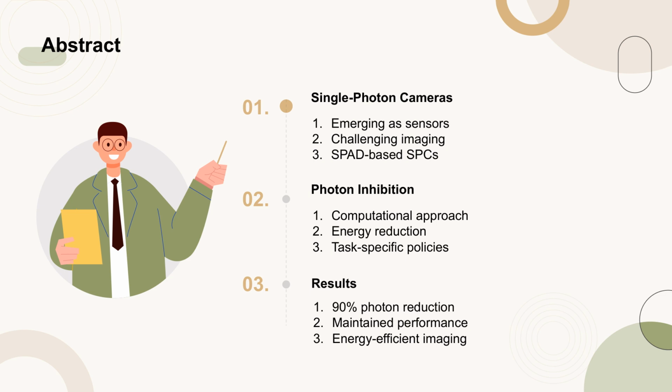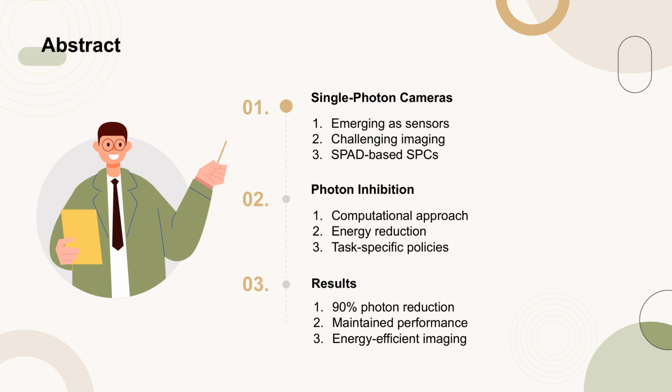To address this issue, the authors propose a computational imaging approach called photon inhibition. This method strategically allocates photon detections in space and time based on the goals of the downstream inference tasks and resource constraints. The authors develop lightweight, on-sensor computational inhibition policies that use past photon data to disable SPAD pixels in real time, thereby selecting the most informative future photons.